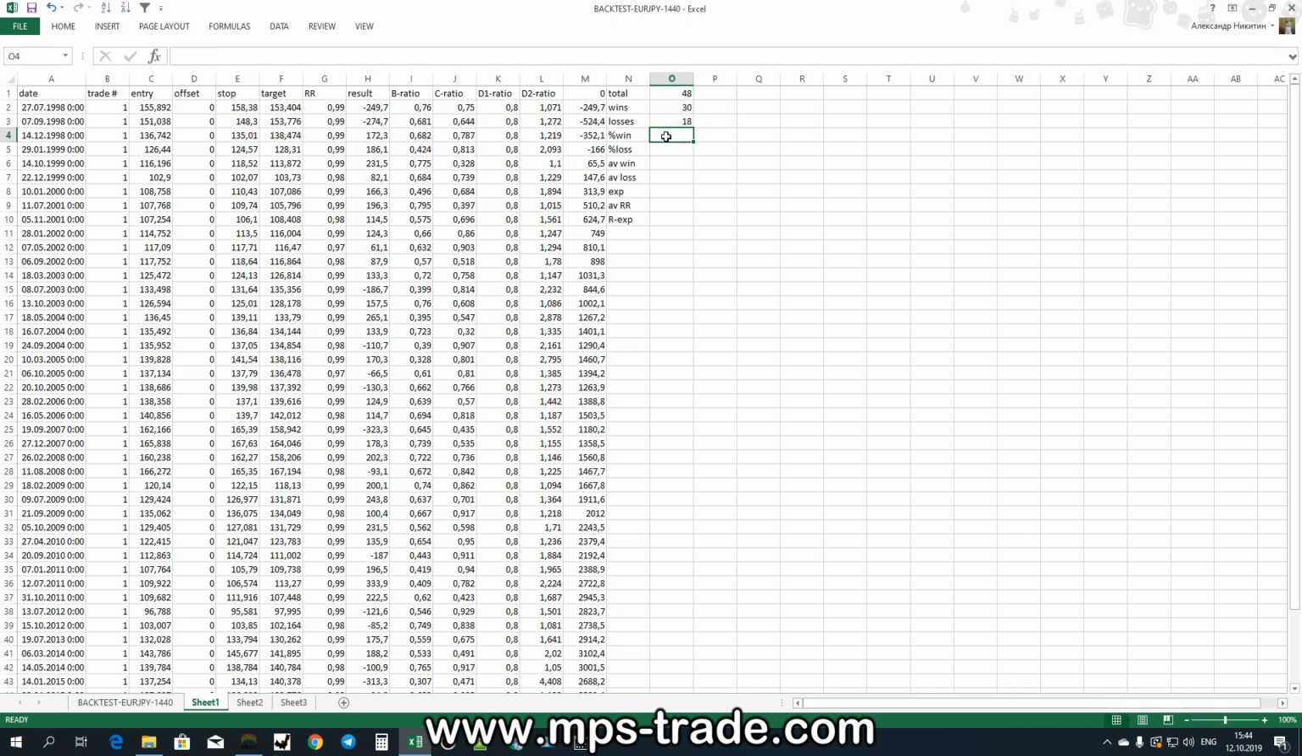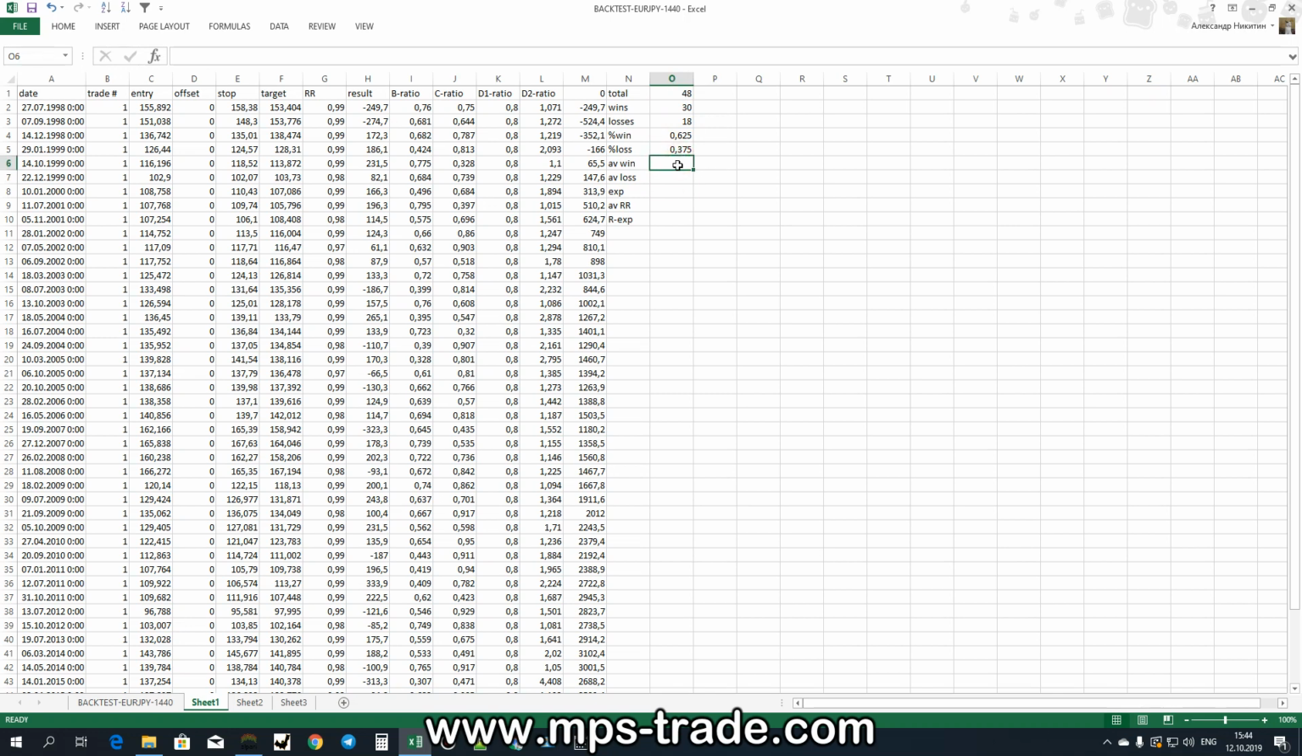So what is the probability of win? Probability of win is this: winners divided by total. Probability of loss 62%, by the way. It is losses divided by total. Okay, so this is probability of loss.